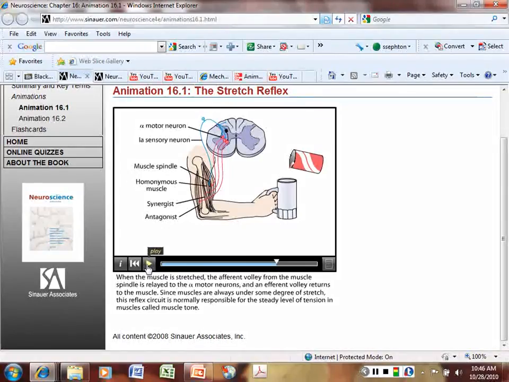So whenever you see a very simple connection, you can probably infer that speed of conduction is important in that connection. Let's kind of go on.